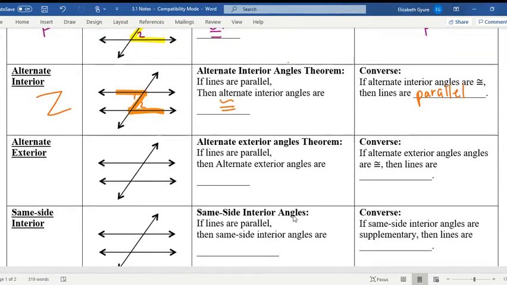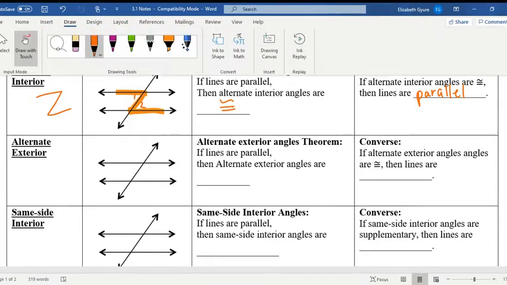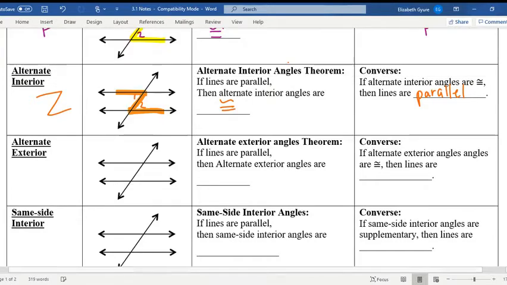Next angle relationship is alternate exterior angles. Alternate exterior angles kind of make an opposite V shape, like one V is going one way and one V is going the other way. Exterior means they're going to be on the outsides of those lines. One example of alternate exterior angles would be this little angle here and that little angle in the lower left corner.